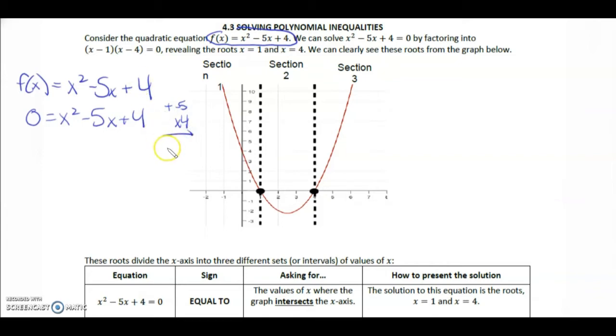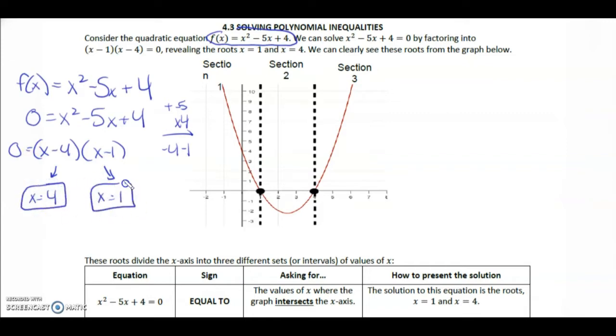Okay, so we would get the roots negative 4 and negative 1. So x minus 4 would be one factor, x minus 1 would be another factor, and then the actual roots would be x equals 4 and x equals 1. So that's just factoring from grade 10, quadratic.